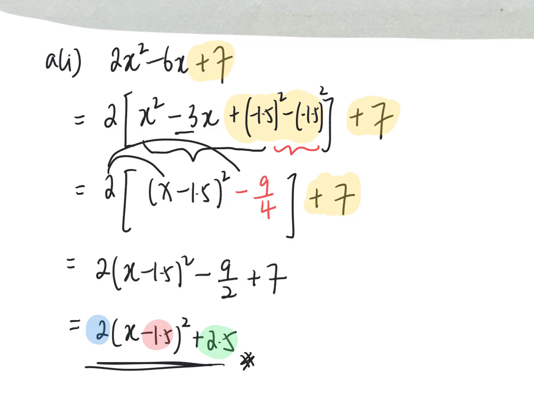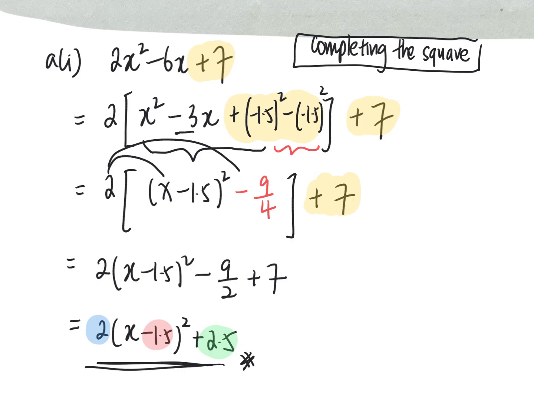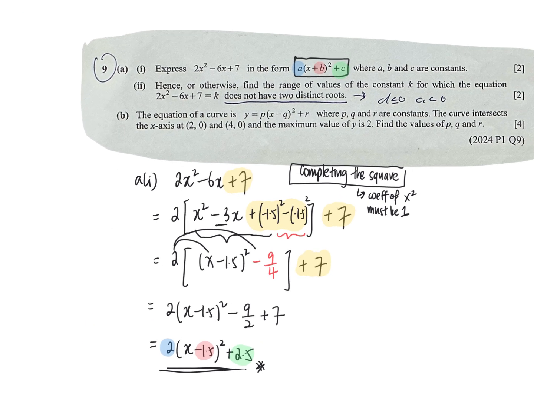So this is your recap of completing the square, your 1.1. Okay, next one, part B.